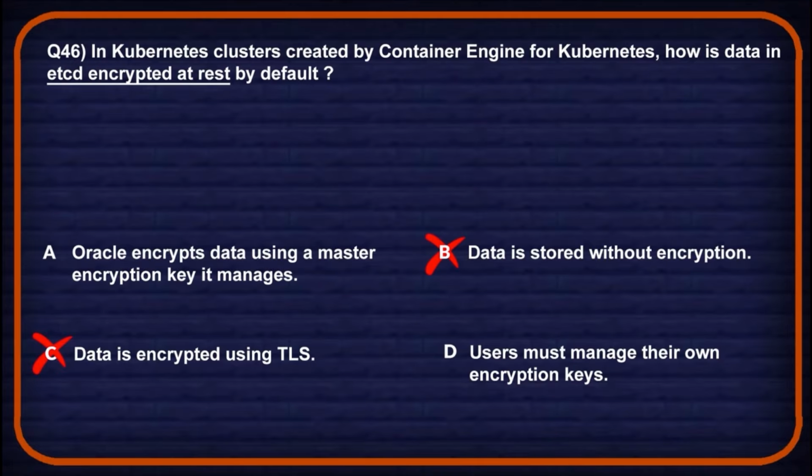Moving on to option number D. The user must manage their own encryption key. Key management is optional. Oracle handles it by default. So option D, again a wrong choice. So option A will be the correct one.